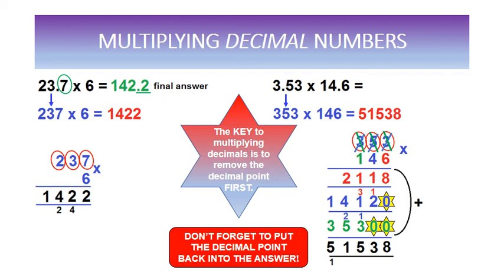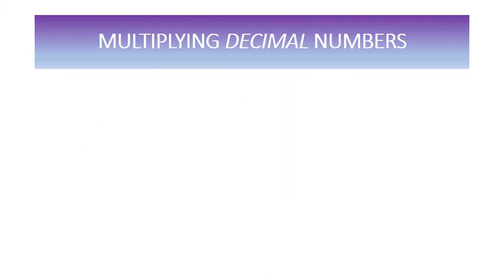decimal places there are, looking at both numbers. So when I say decimal places, digits to the right of the decimal point. So we've got 2 in the 3.53 and 1 in the 14.6. So together that's 3 decimal places. So we have to make sure that there are 3 decimal places in our answer. So the answer to the original question would be 51.538. And you can see there that there are 3 decimal digits in our answer, the 5, the 3 and the 8. So let's look at one more example.